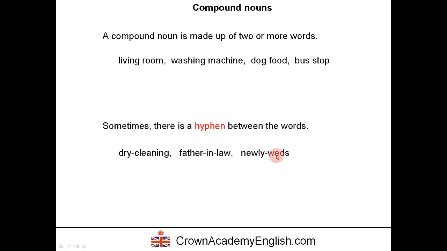Okay? Newlyweds. Weds here is an abbreviated form of wedding, in fact. So newlyweds, these are people or a couple who got married recently. Okay? So if Mark and Jane got married last week, then Mark and Jane are newlyweds. They are newlyweds. So this is referring to a couple, two people who recently got married. Okay, so some of them have a hyphen.